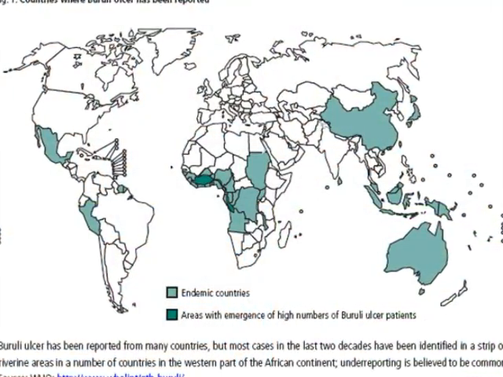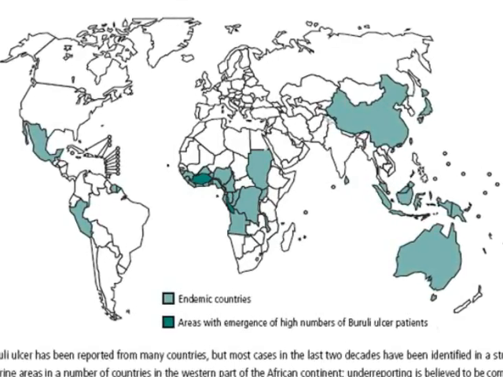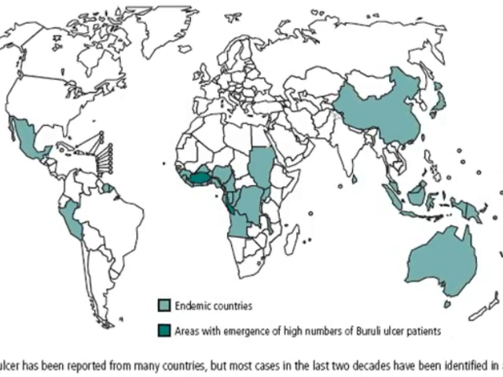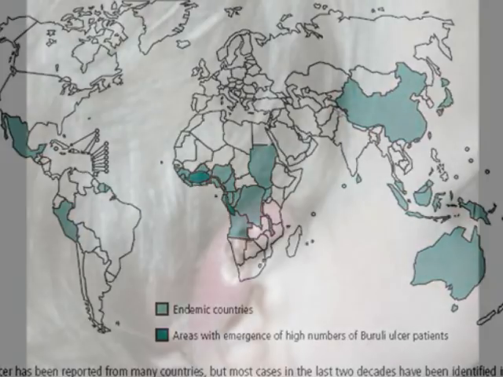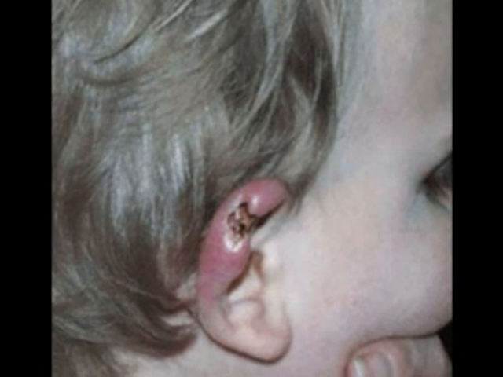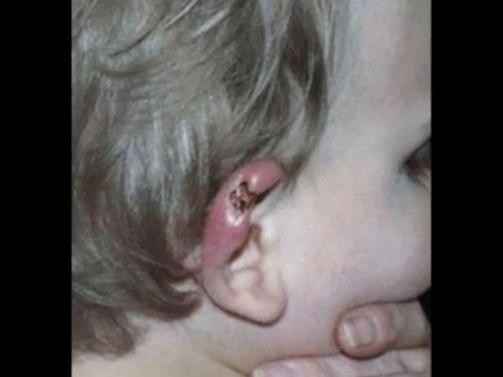This map shows areas of the world where Buruli ulcer is endemic. Mexico, Australia, areas of Asia and South America, and Western Africa are among those affected. The 18-month-old child in this photo contracted a confirmed case of Buruli ulcer in his ear after traveling to Australia.